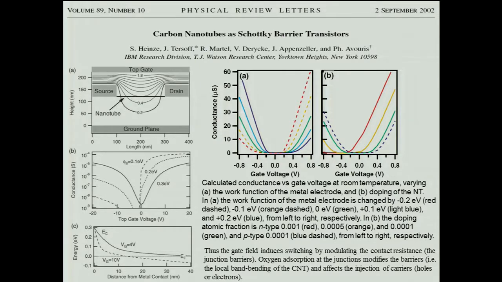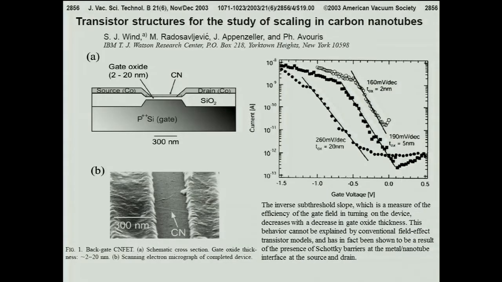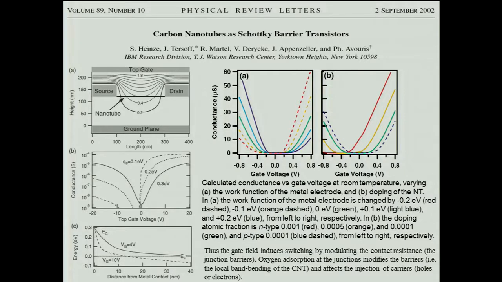So, this is another way carbon nanotubes have been used, that has more biological significance. This is carbon nanotubes as Schottky barrier transistors. What is a Schottky barrier? Again, we have a source and the drain, and you have the carbon nanotube over here, and then you have the ground plane. So, what you are measuring is the conductance.